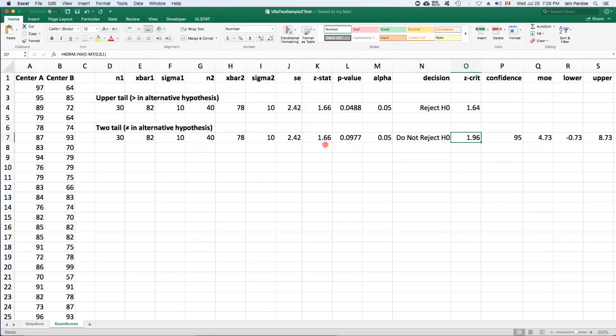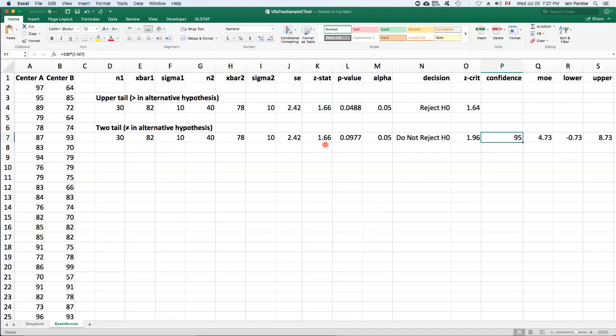The critical value, 1.96 as usual for a 5% significance level 2-tail test, and 1.66 is not in the rejection region. It's not less than minus 1.96, it's not bigger than plus 1.96, it's in between. So it's not in the rejection region. So again, that would tell us that we cannot reject the null hypothesis.